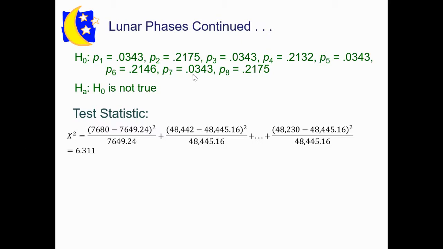So remember that for the test statistic, it's observed minus expected, squared, divided by expected. That's what each one of these here is. Observed minus expected, squared, divided by expected. If you were to calculate all of these out and do it correctly, your chi-squared would be 6.311. That would be your test statistic. 6.311.